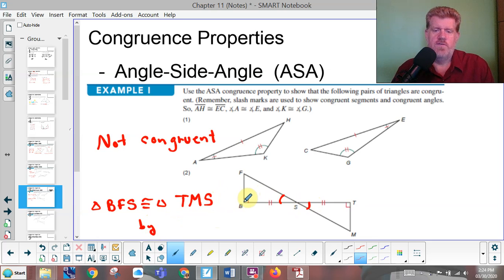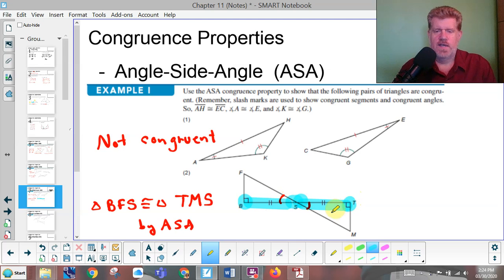So do you see how we have our angle, side, angle? We have the two angles and the side is right between them. So we've got two angles and the side that connects them. All right, two angles and the side that connects them. So that's angle, side, angle.